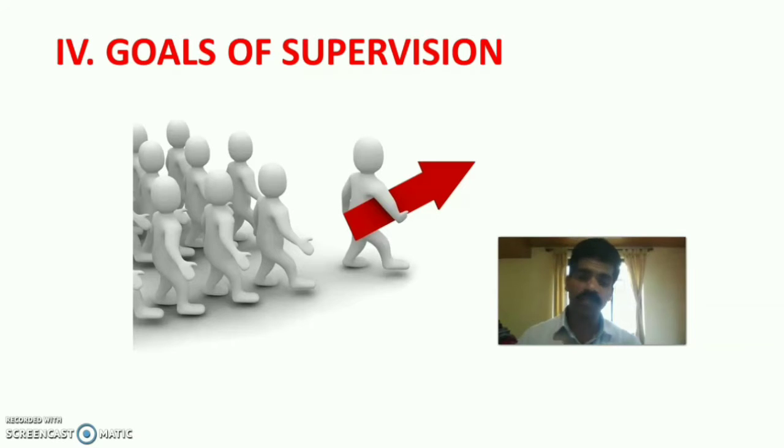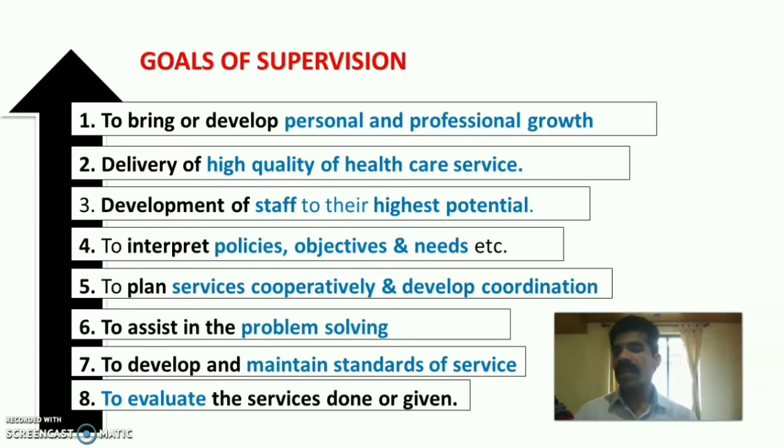Then next is goals of supervision. What are the different goals of supervision? There are mainly 8 important goals of supervision. First one is to bring or develop the personal and professional growth among the employees. So to develop both the personal growth and the professional growth among the employees.